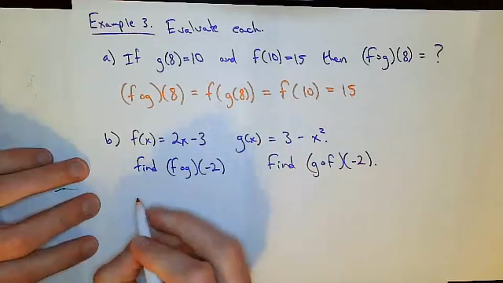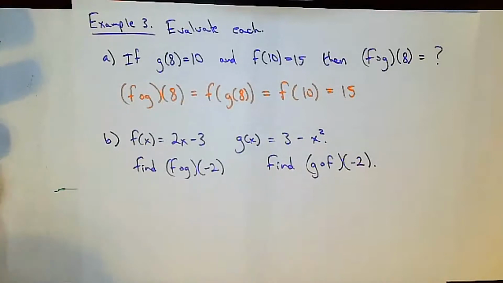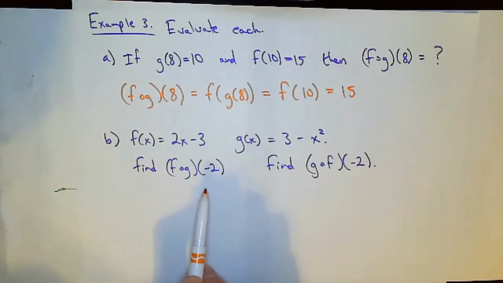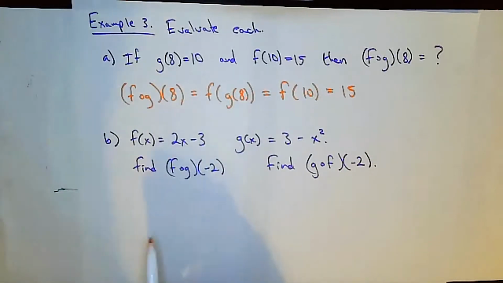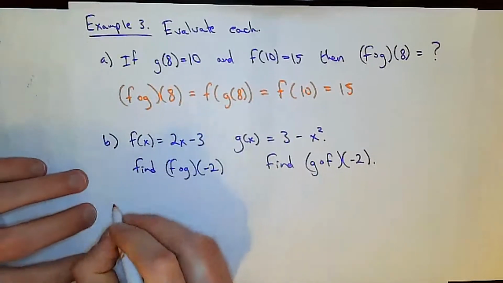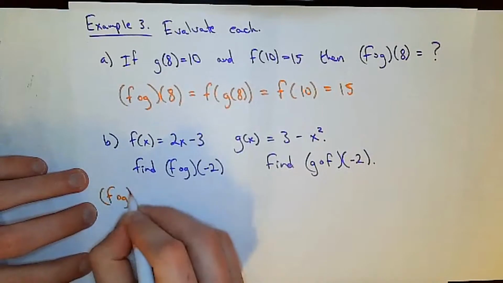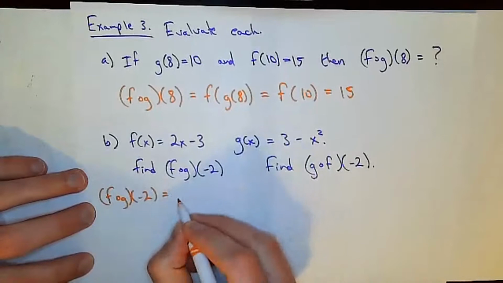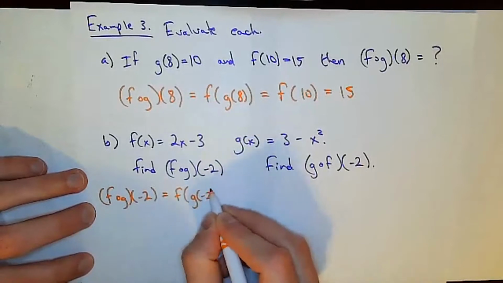Okay, f composed with g at -2. Well, how can I do this? What's going to be the easiest way? I have options here. I can either find f of g at x, like compose them how I did example 2, which was a fair bit of work, or I can just find what g of -2 is and then plug that in. So let me show you what I mean. F composed with g at -2, the left-hand one first, is equal to f of g of -2.